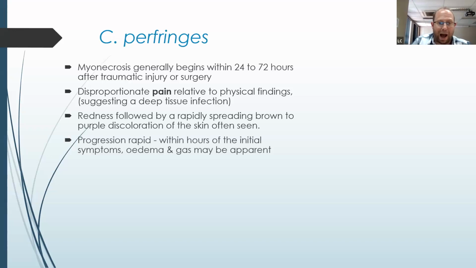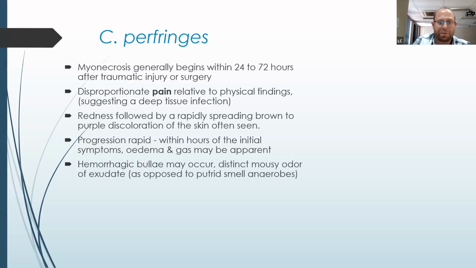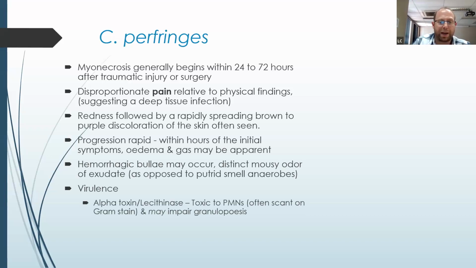The progression within hours, you then may have worsening edema and the gas may become apparent. They often develop hemorrhagic bullae at this point, with a distinct mousy odor of the exudate as opposed to the typical putrid smell of anaerobes. Virulence is dictated by the alpha toxin and lecithinase, again toxic to polymorphs.